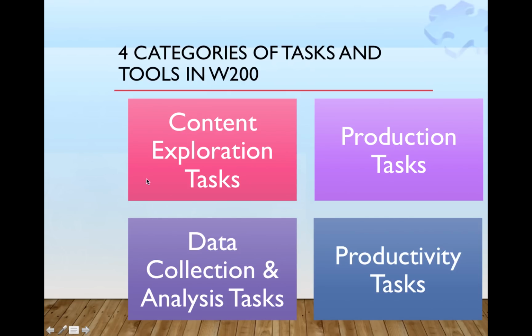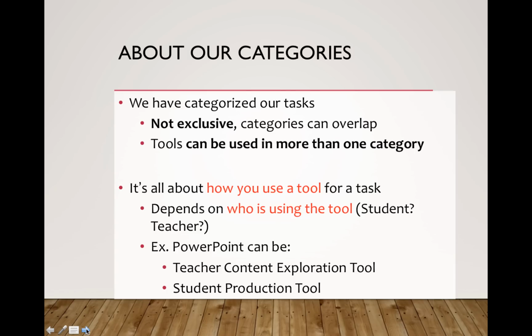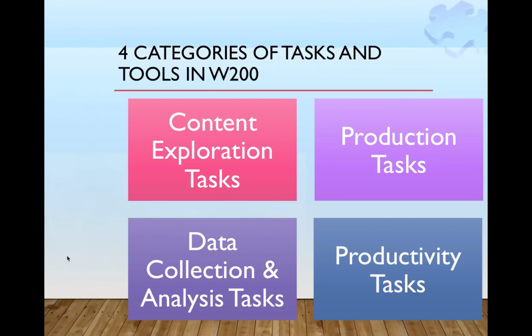So in W200, we talk about four different types of tasks that technology can really help with. And today we're going to be focusing on content exploration. Now, these particular categories are not exclusive. Content exploration and production tasks are going to be the first two that we're going to focus on. Content exploration tasks are where you are providing the students with an opportunity to learn new knowledge. And production tasks are about how students show that they know that information.